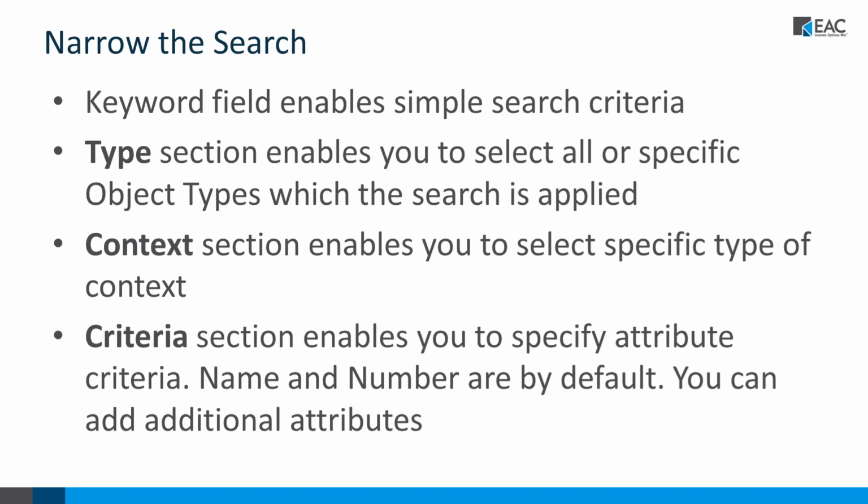Now, I'm going to touch a little bit on the related objects right now. The related objects section enables you to perform searches based on object relationships. What that means is that I could say, I want to search for all parts that have a related change request to it, or I want to search for all CAD documents that have a document attached to it, or something like that. So it looks at relationships like that.